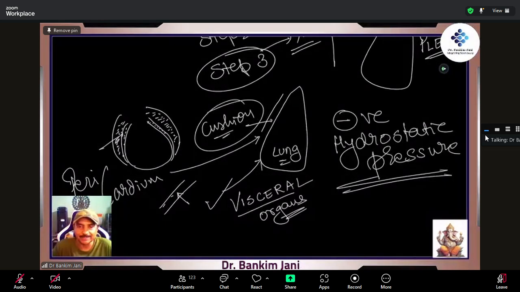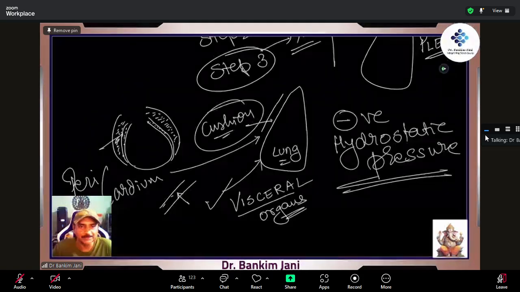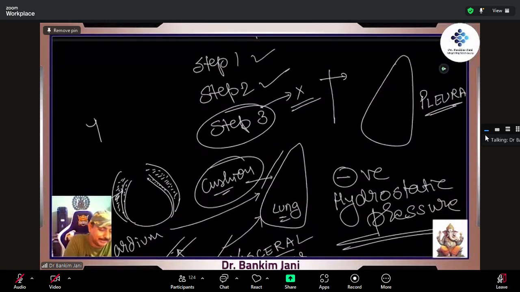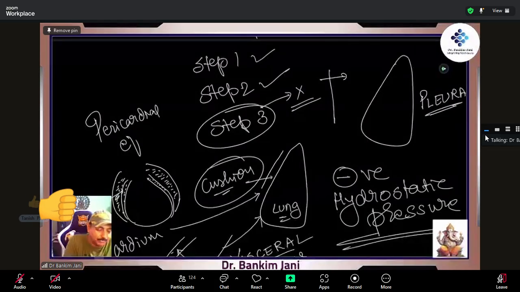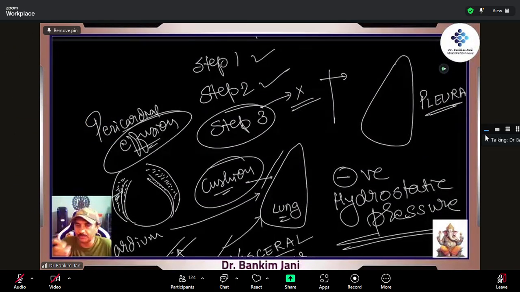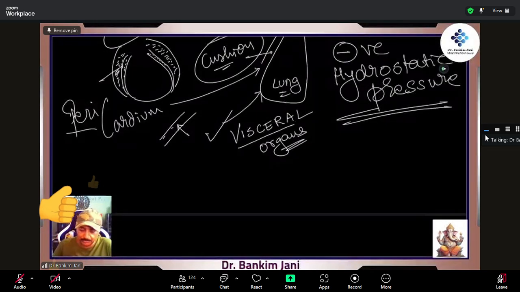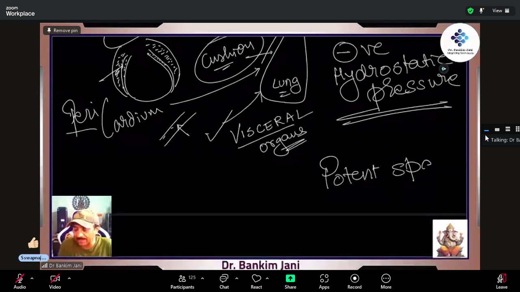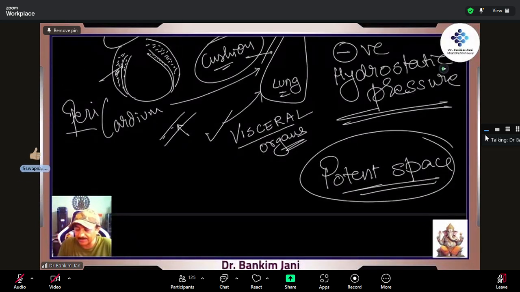Everyone knows this. Take inspiration from lungs. Great. Very right. It is called pericardial effusion. So now you know very well that whenever the word effusion comes, effusion means collection of fluid in that potent space. The word used is potent space, the place where collection can happen.